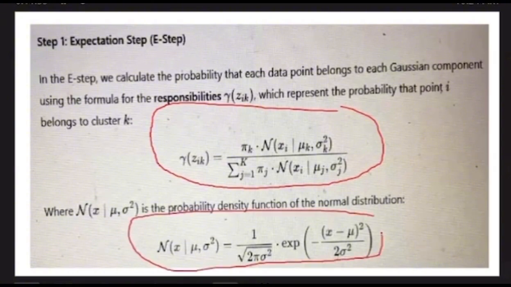We're trying to tell you that that's a normal distribution. That n is a normal distribution. That's why it's called a Gaussian mixture model. Gaussian, that's a normal.